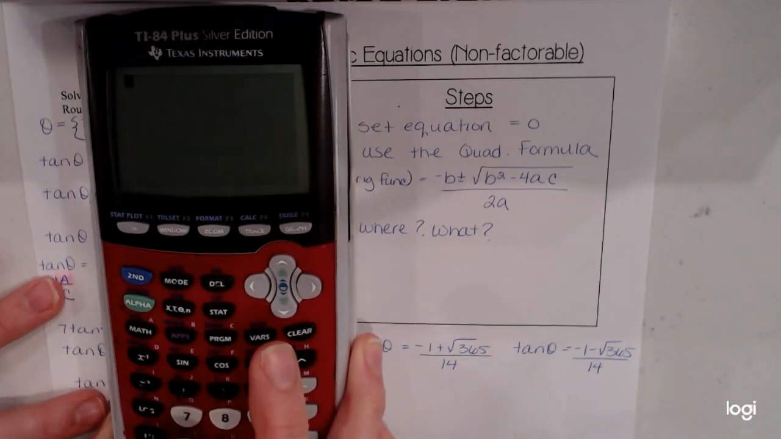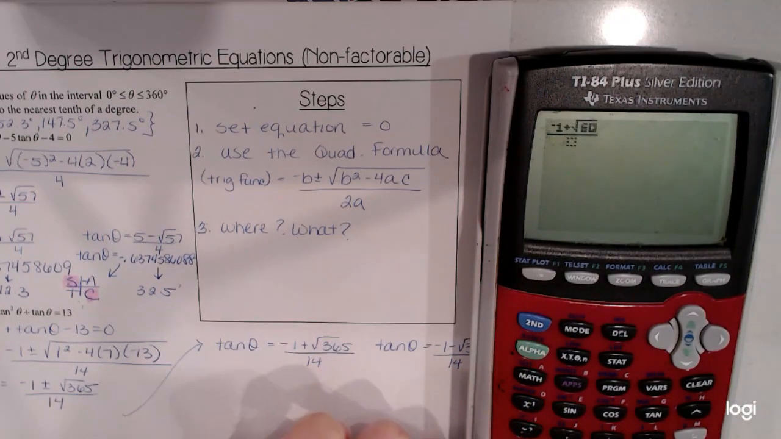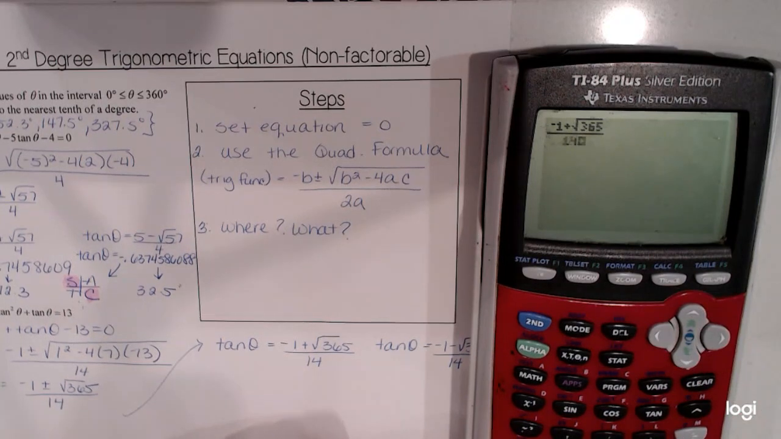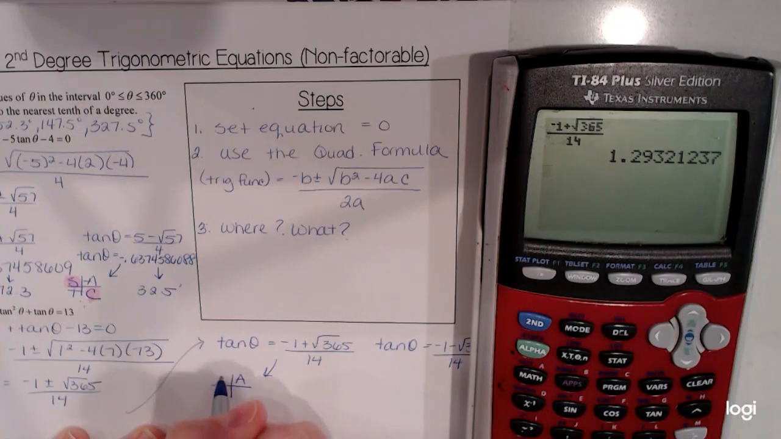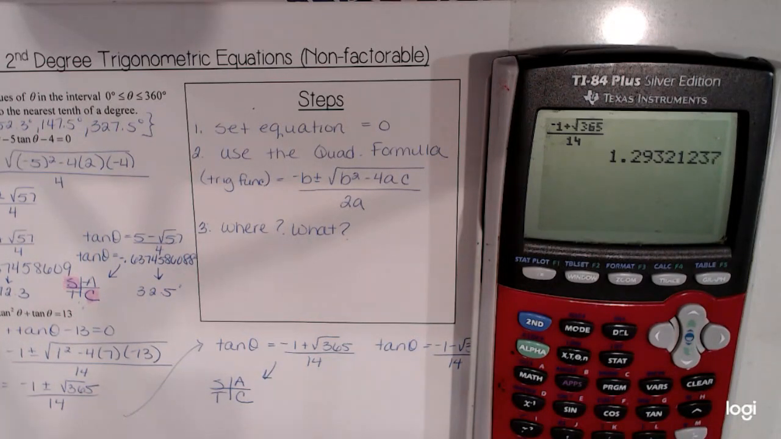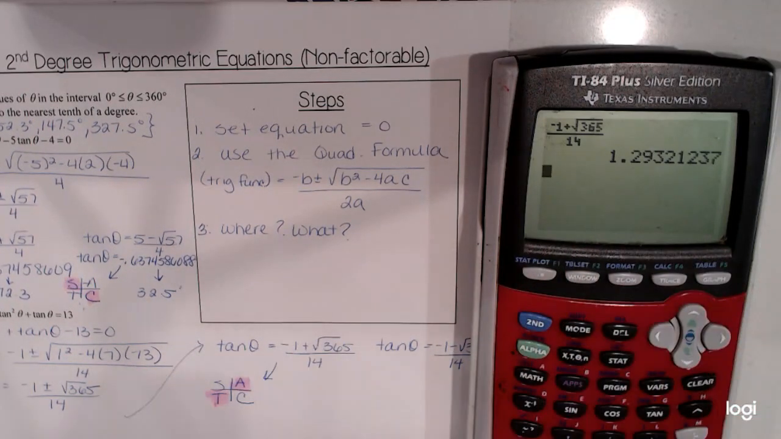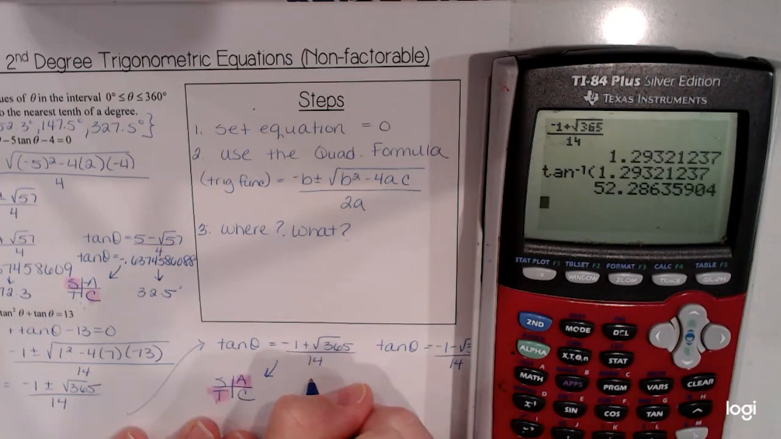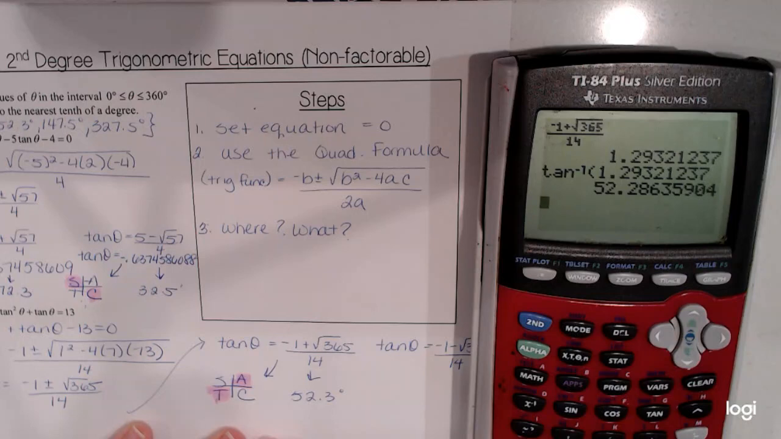So I'll show you what I mean by doing this just in the calculator. So negative 1 plus the square root of 365 all over 14. You can see that that tells us it's positive, and the tangent is positive in quadrants 1 and 3. So now that I have this in my calculator, we're going to do second tangent of that, and that to the nearest tenth of a degree is 52.3 degrees. So it kind of saves us that step of having to write out those long drawn out decimals.